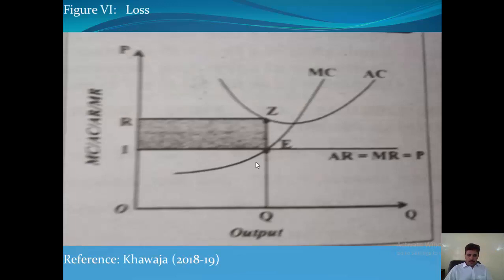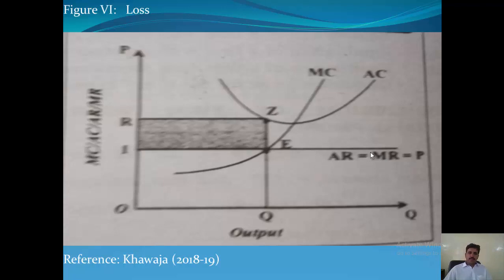The third case is the loss. In this case, we see the curves are the same. AC is the average cost curve, MC is the marginal cost curve. We see this line AR equal to MR equal to P as the price line, or average revenue curve, or marginal revenue curve, because as we discussed already, in perfect competition the marginal revenue curve and average revenue curve are the same.